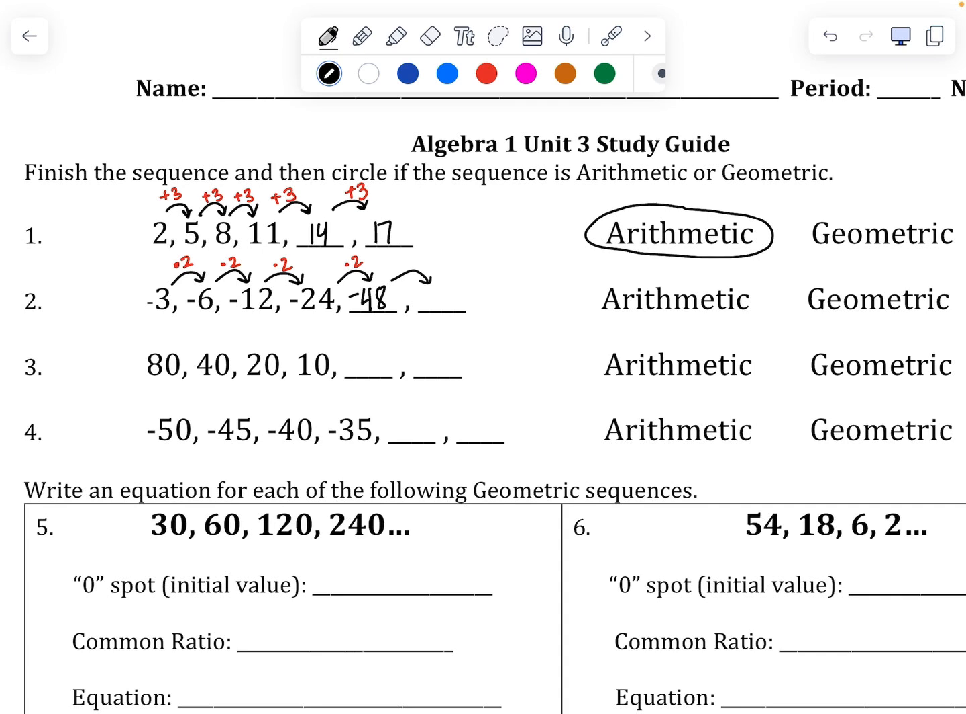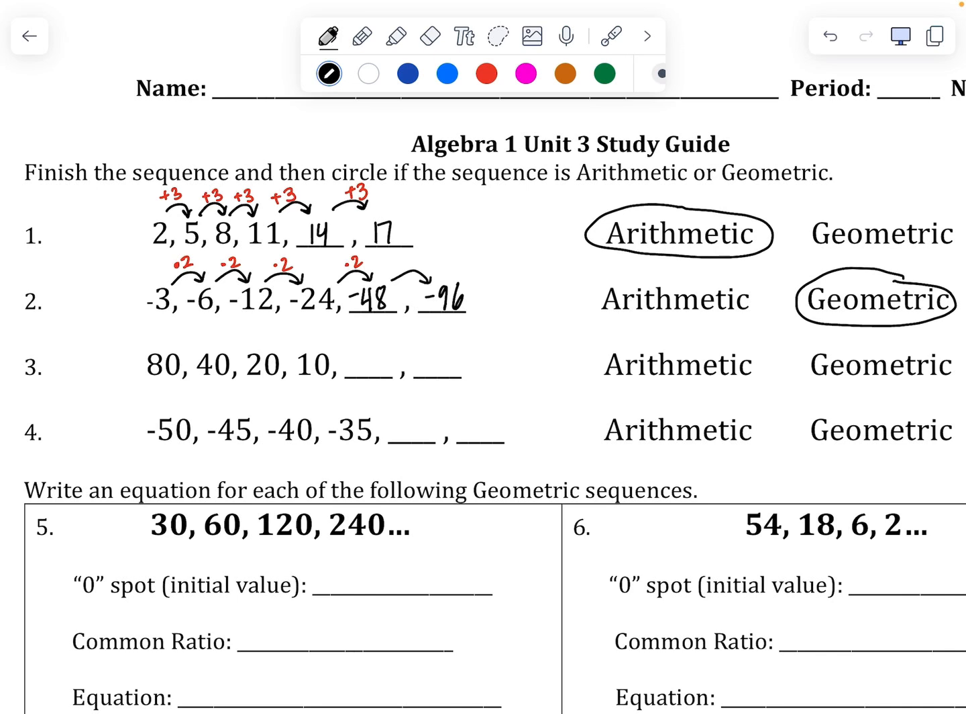Let's see. I'm making eye contact with a lot of you. Yes, Kingston. Negative 96. Okay, plug it in your calculator if you don't know. Is this arithmetic or geometric, Kyle? If you're multiplying by 2. Geometric. Yes, geometric. Good job.